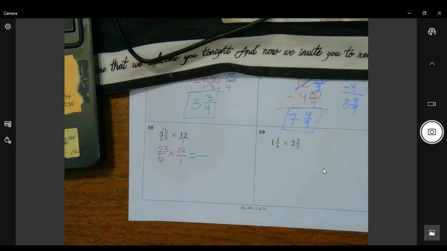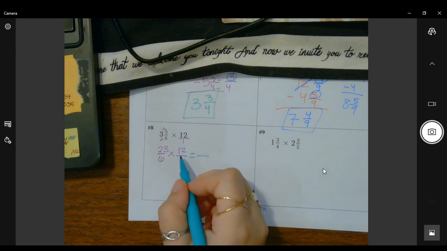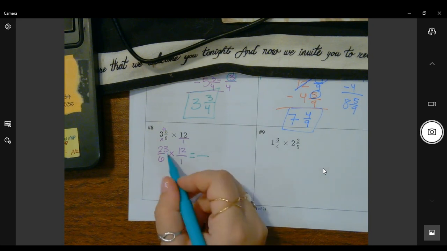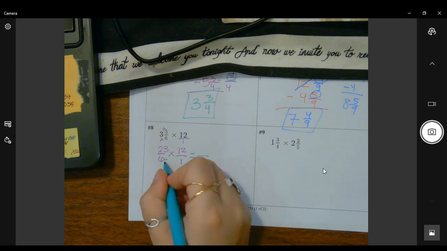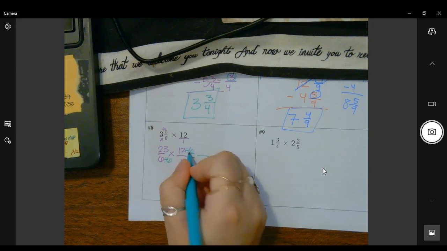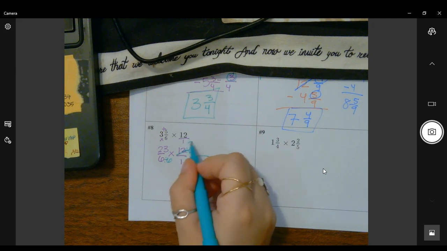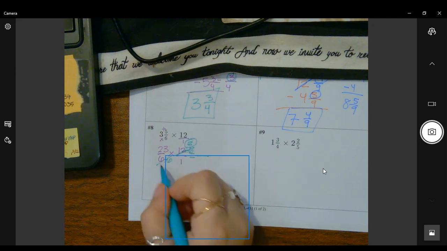But what might make it easier is if I try to see if anything can cross cancel. Do you see anything that can cross cancel this way? No. How about this way though? Yeah, what can go into both 6 and 12? That's right, 6 can. What is 12 divided by 6? 2. And what's 6 divided by 6?